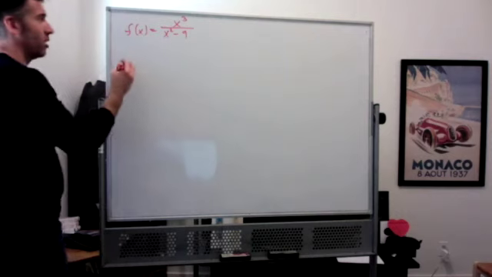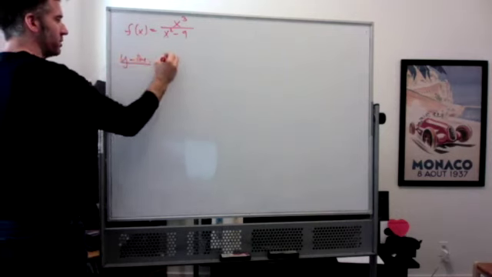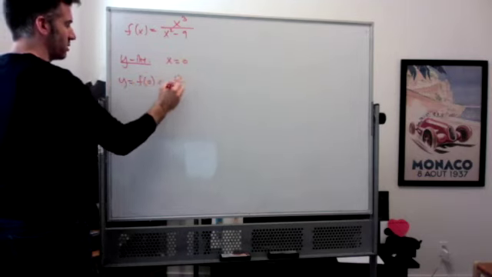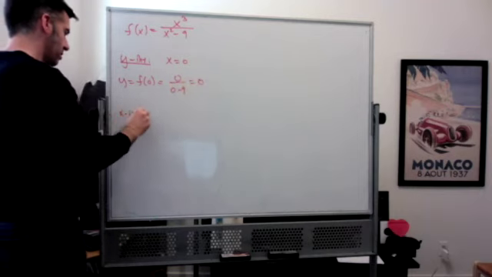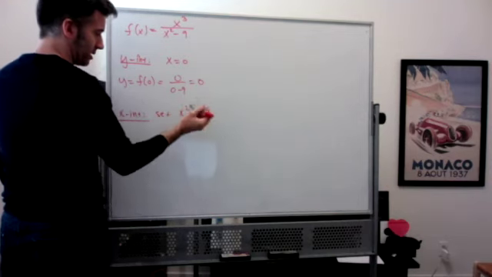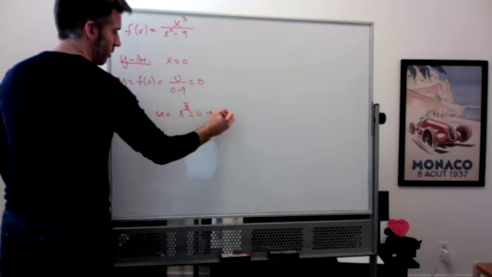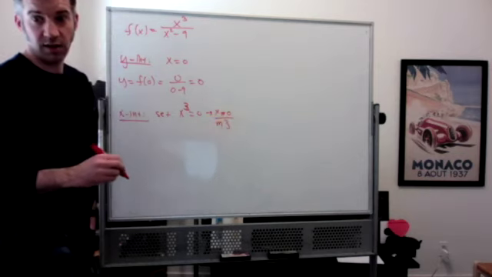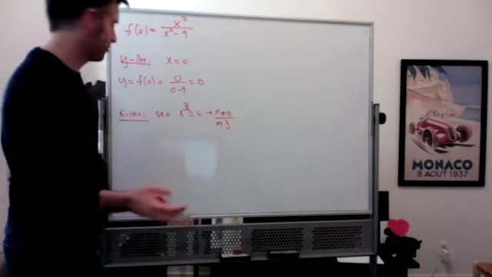Okay, so let's find all the things. Y-intercept. We set x equal to 0. Y is going to be f of 0, which is 0 over 0 minus 9, which is 0. X-intercept. We're going to set the top equal to 0. We're going to get x cubed equal to 0, so x equal to 0. I will point out that this x-intercept has an odd multiplicity, the multiplicity of 3. So the graph is going to cross the x-axis at the origin.